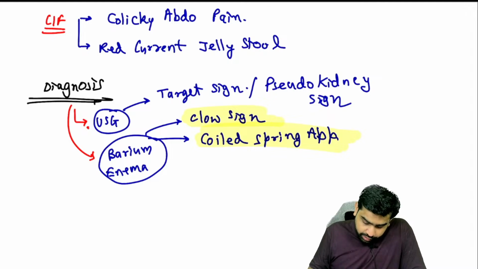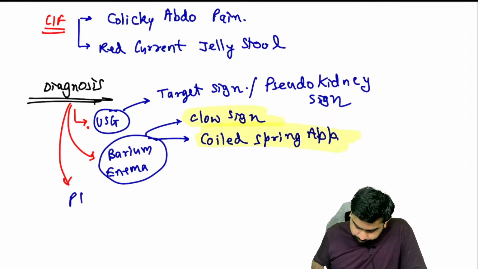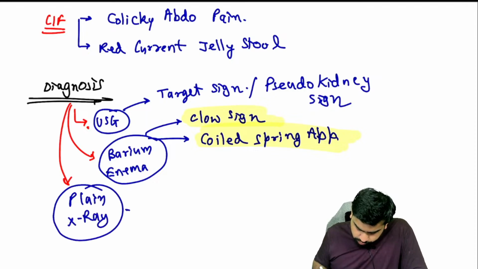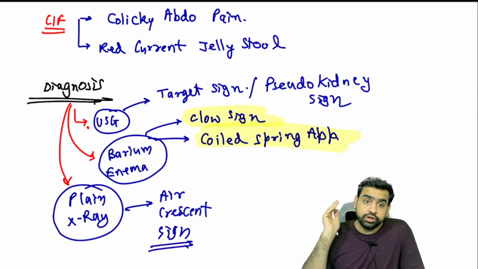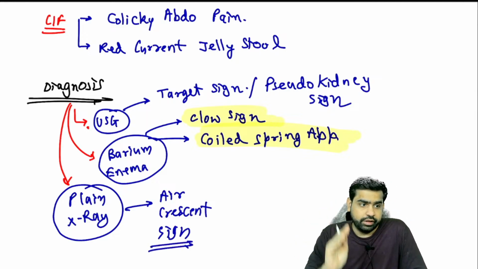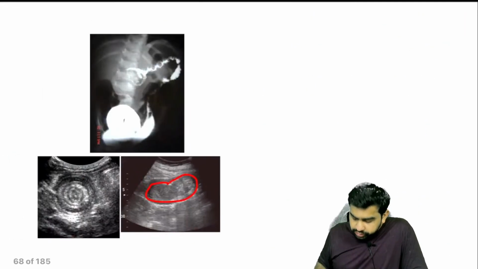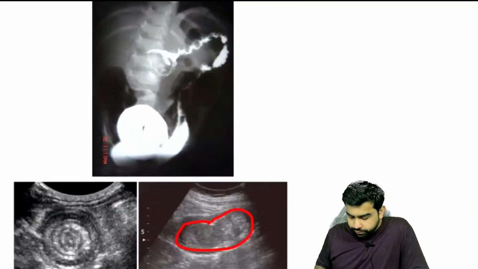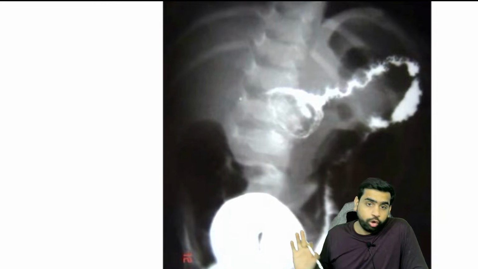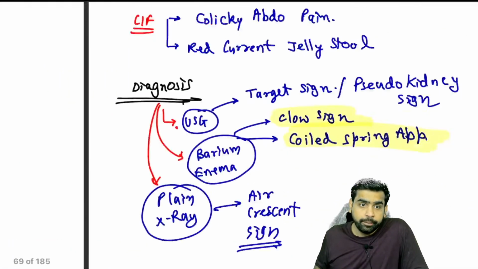Okay, and let's say you have a patient on the plain x-ray. What you're going to find on the plain x-ray is an air crescent sign. I hope you are able to understand this point. These are all the important signs which you basically have over here. So this is the characteristic claw sign which you basically get in the patients with the barium enema.